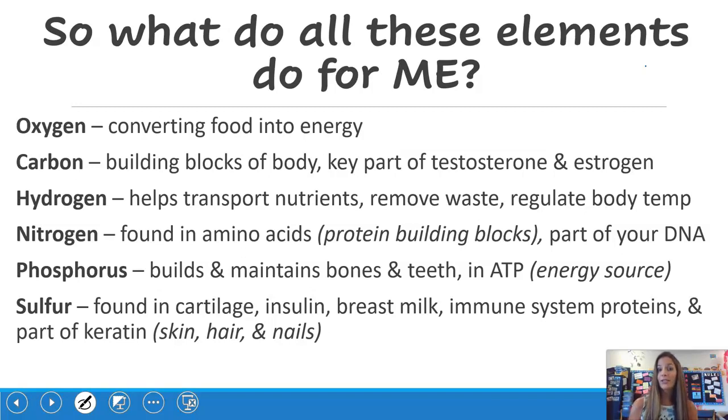Nitrogen is in amino acids, which make up proteins. It's also part of your DNA. Phosphorus helps your bones and teeth, and it's also essential in ATP, which is how you get energy for your cell processes. And lastly, sulfur is found in lots of things in your body: cartilage, insulin, breast milk, immune system proteins, and keratin.